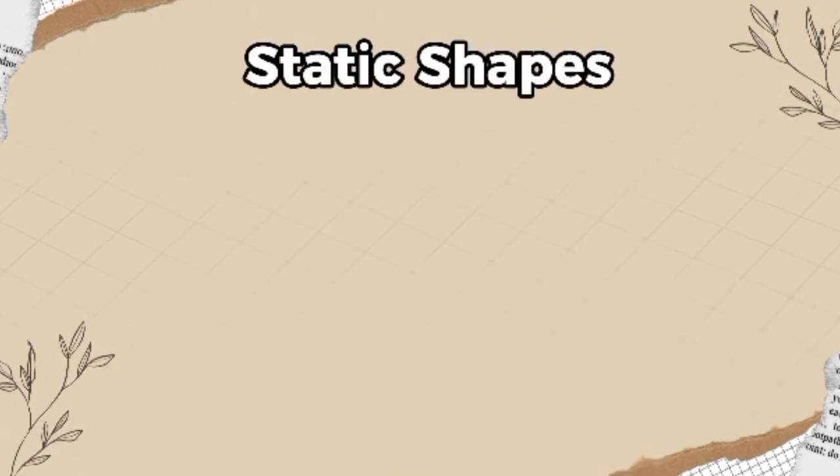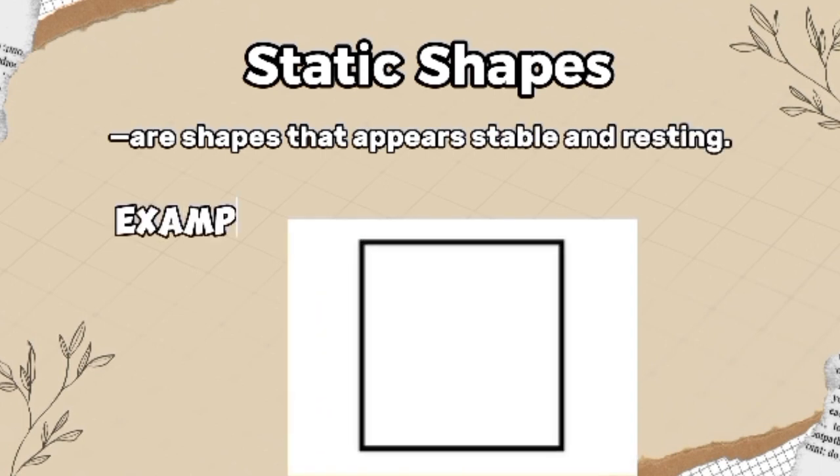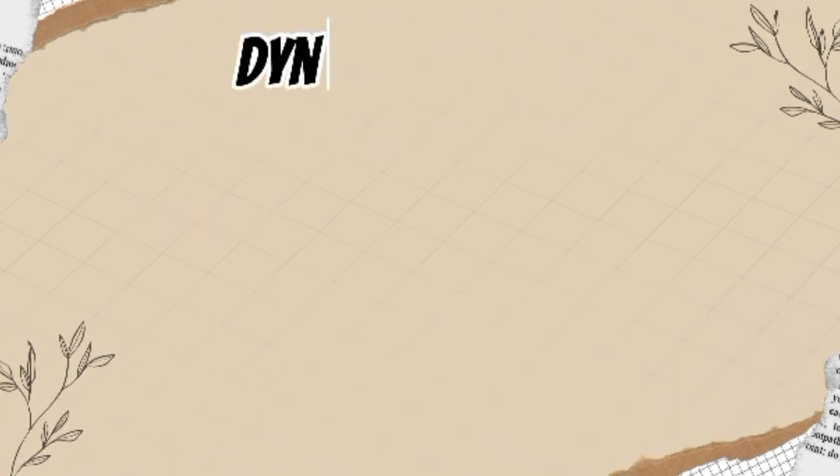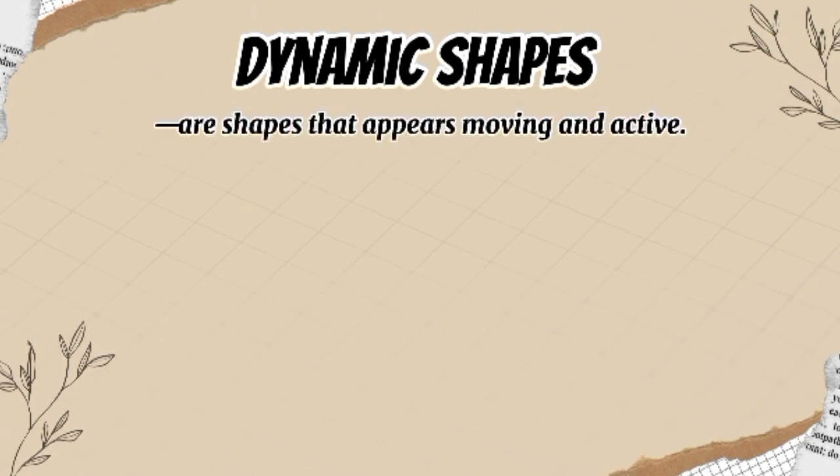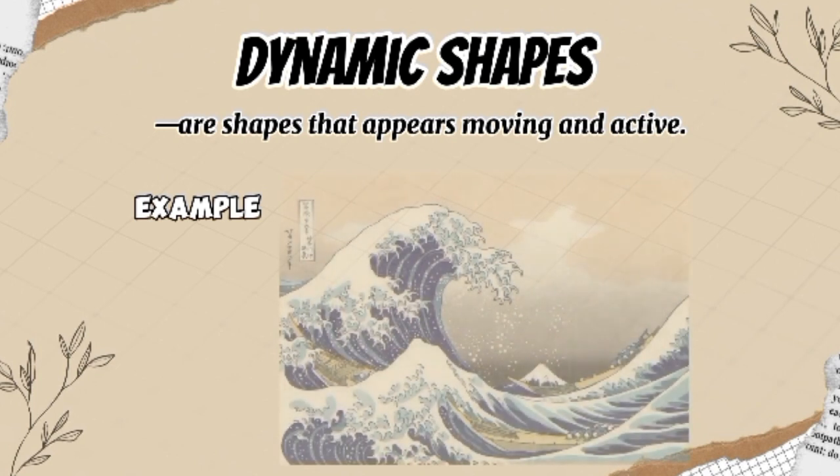Another type of shapes is static shape. Static shapes are shapes that appear stable and resting. One example of static is a square. The square's evenly balanced sides and right angles give it a sense of stability and stillness. Dynamic shapes are shapes that appear moving and active. An example of dynamic shapes is the sea waves.